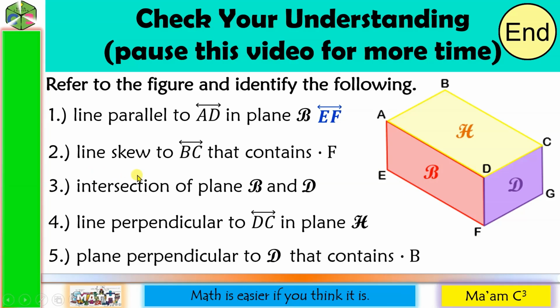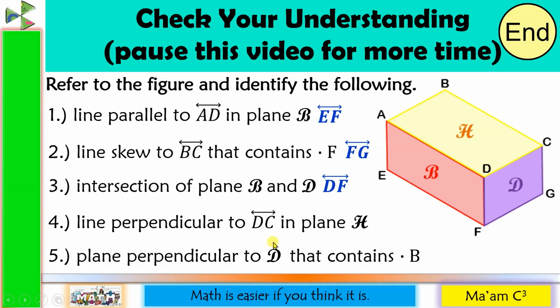Number 2, line skew to line BC that contains point F. So this is line BC. Let us look for a line that is skew to this line and contains point F. That would be line FG. Next one, number 3, intersection of plane B and plane D. Here is plane B. Here is plane D. Their intersection is line DF.